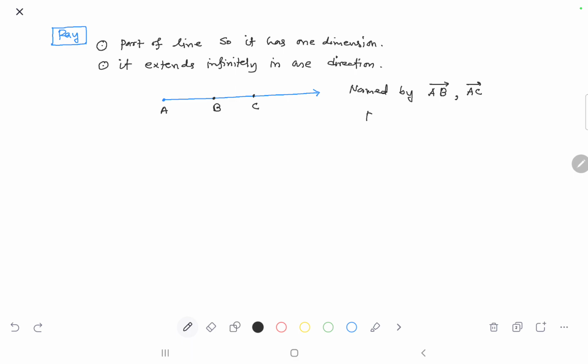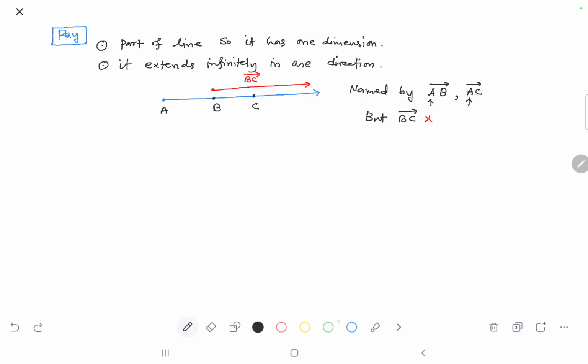But B to C does not work. Got it? B to C means from here to here, this direction. This is B to C. It is a different thing, because they are starting from different points. So the important thing is that the starting point will always be the same for the ray when you name it.